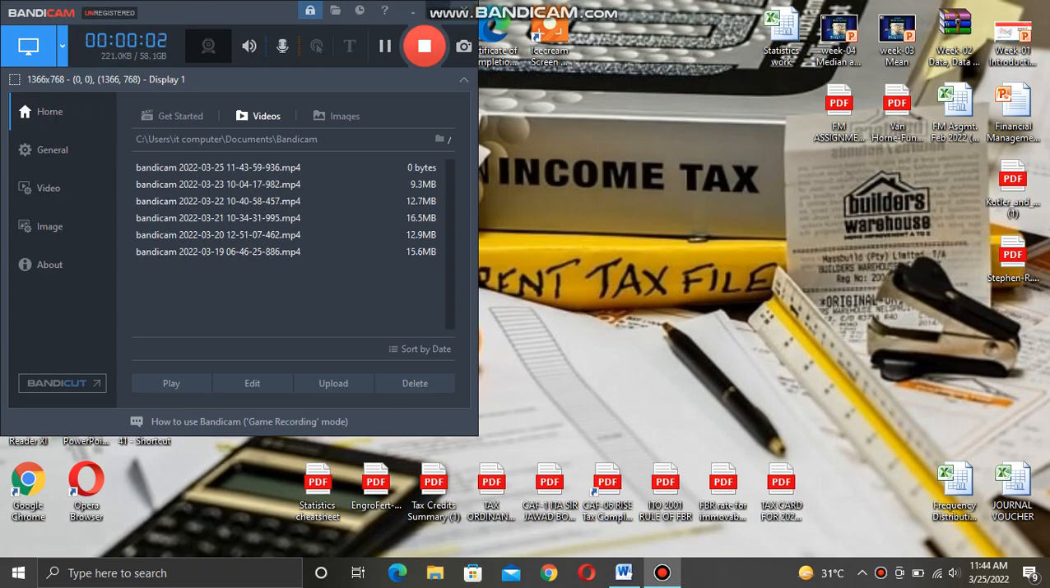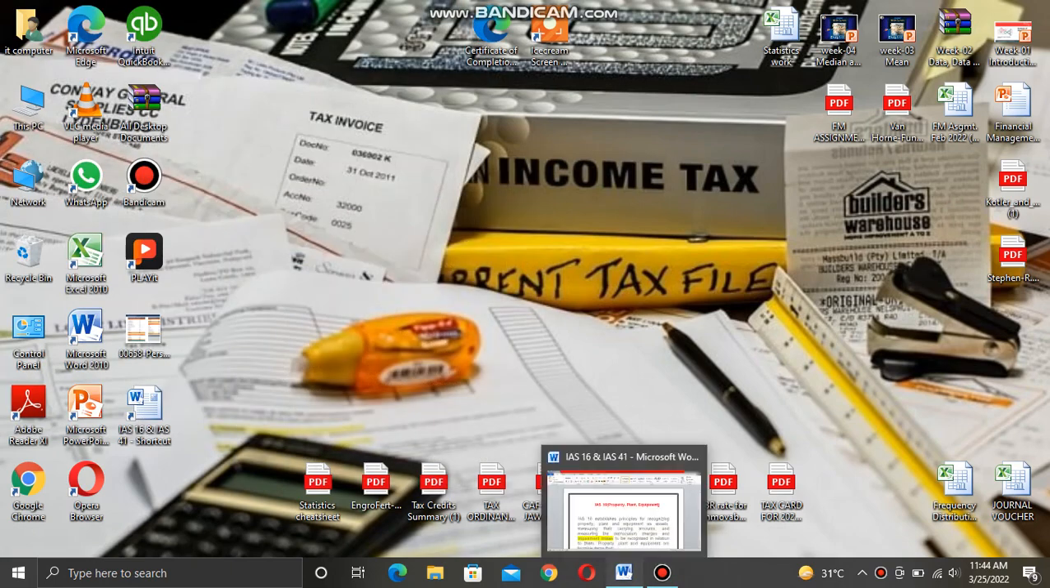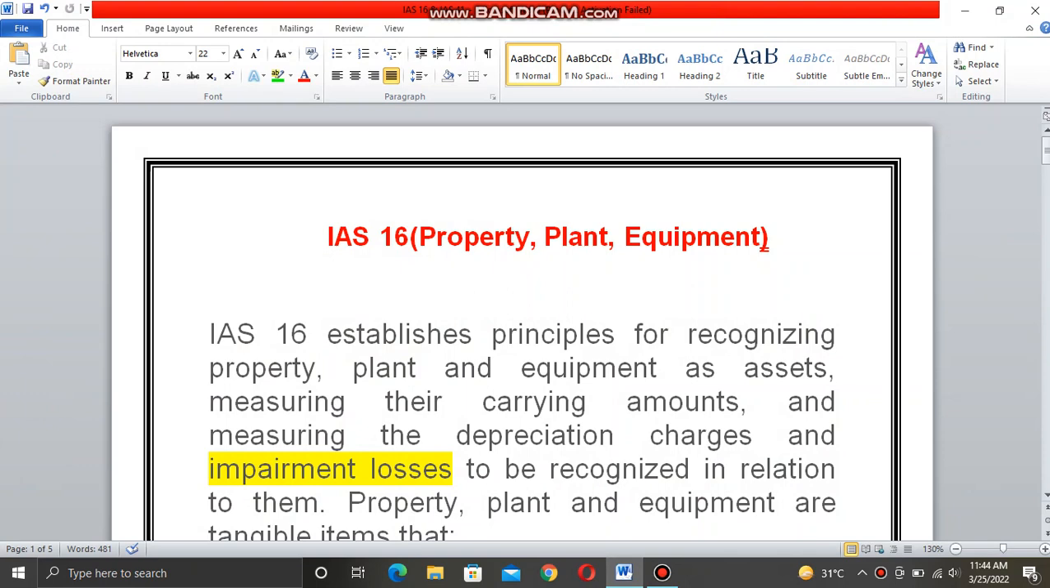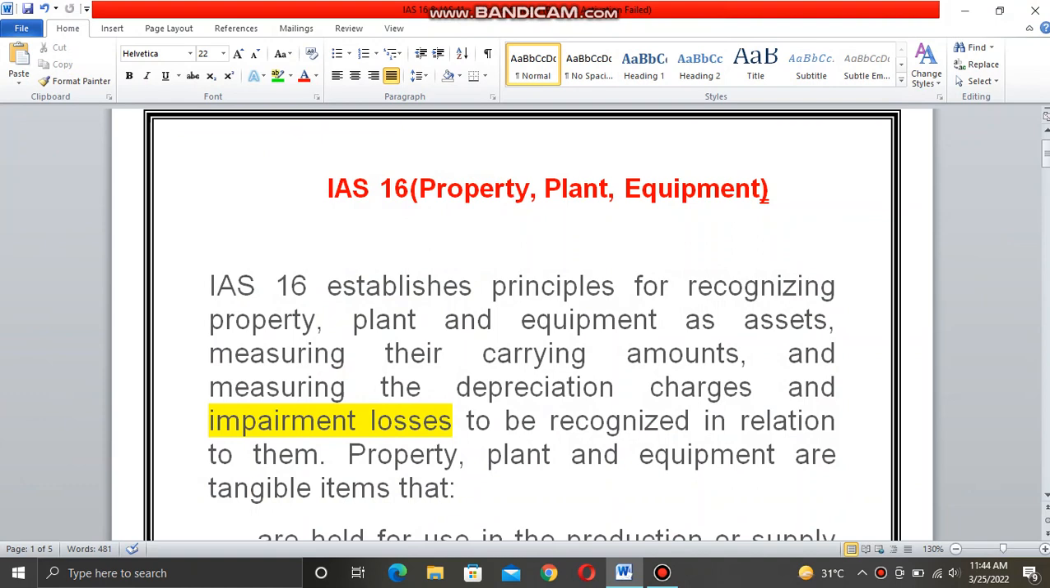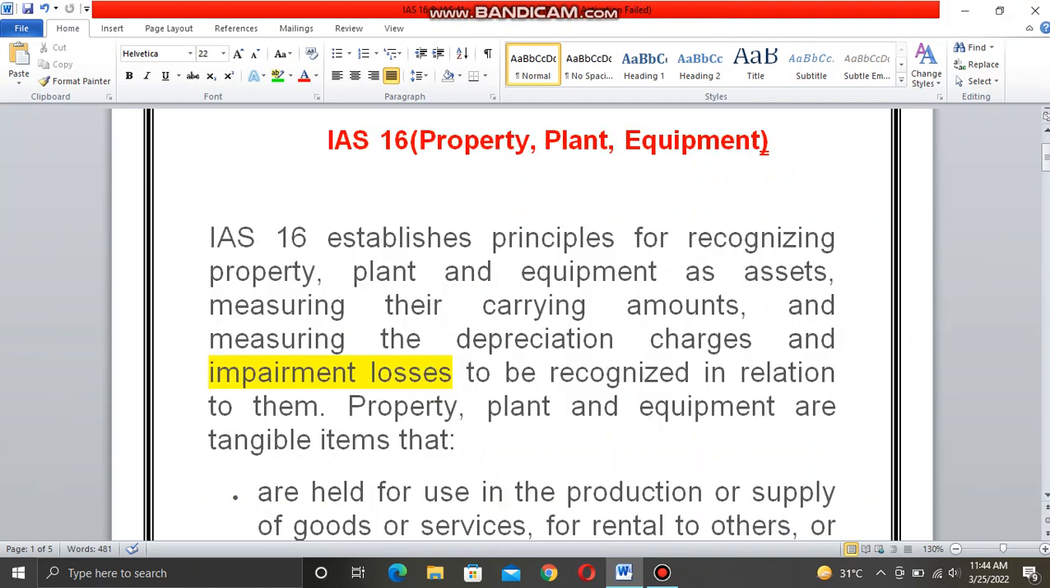Alright, today we will discuss IAS 16, International Accounting Standard 16, Property, Plant, Equipment. You know property, plant, equipment very well, so I don't need to elaborate the words, but now I'm explaining these terms in accounting language. What is explained in accounting for property, plant, equipment? IAS 16 establishes principles for recognizing property, plant, equipment as assets.